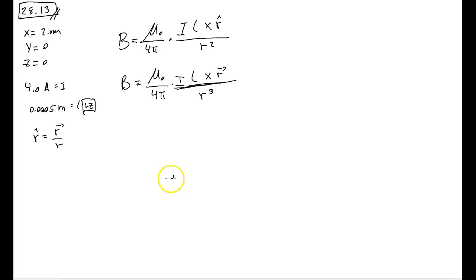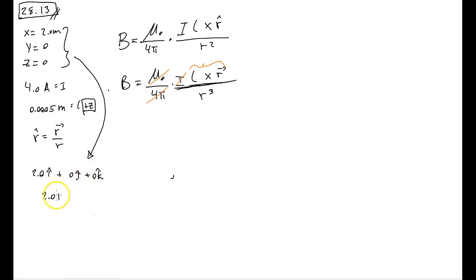And we know what mu sub naught is. We got 4 pi already. We got the current, which is 4 amps. We just need to cross the dL with the r vector. And the r vector, we use it with this point. The r vector will just be 2.0 i plus 0 j plus 0 k. So we just write it like this, 2.0 i.